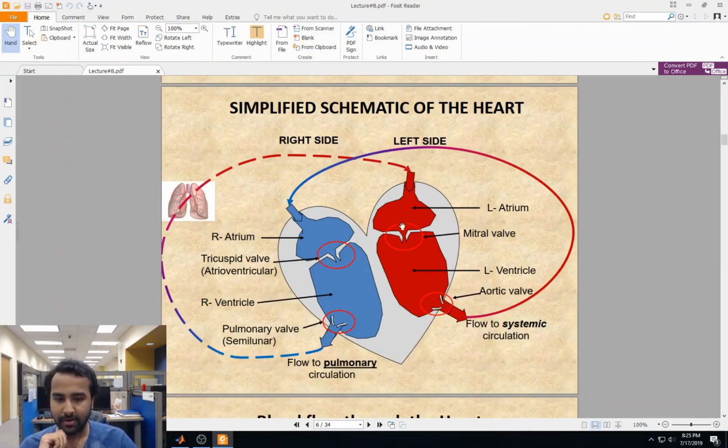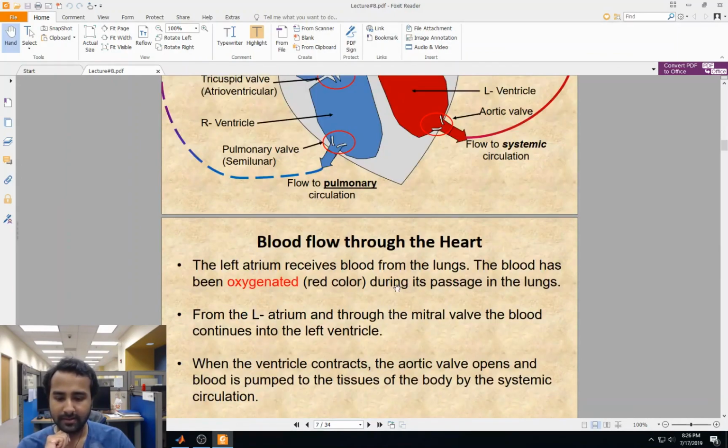So here's a quick simplified model of the heart. So you have the major chambers, the right atrium, right ventricle, left atrium, left ventricle, as well as the 4 valves: tricuspid valve, pulmonary valve, mitral valve, and aortic valve. And then one part of this loop, we call it the pulmonary circulation, which goes by the lungs. And the other part of the loop, we call it the systemic circulation, that goes through the body.